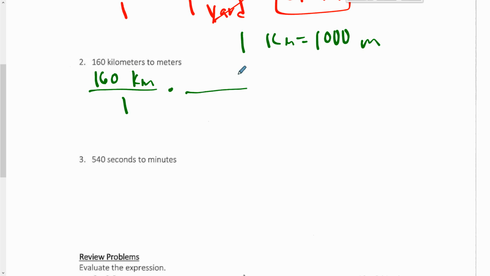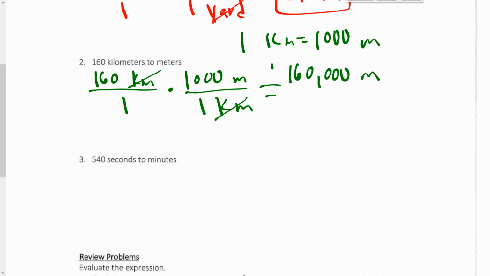Kilometers are in the numerator of the first one, so they need to be in the denominator of the second one. So 1 kilometer is equal to 1,000 meters. At this point, I can cancel out the kilometers because one's in the numerator, one's in the denominator, and then I can just multiply across. So I'll get 160,000 meters. Now this is a great example of, I know you could do this in your head, but I need you to practice doing the conversion factor so you can have that for the future.